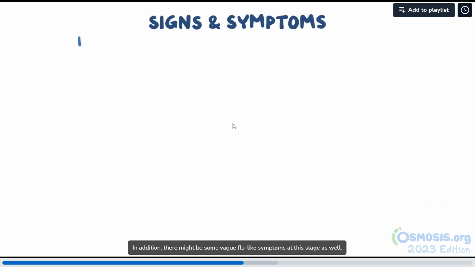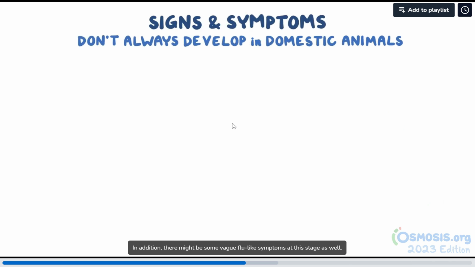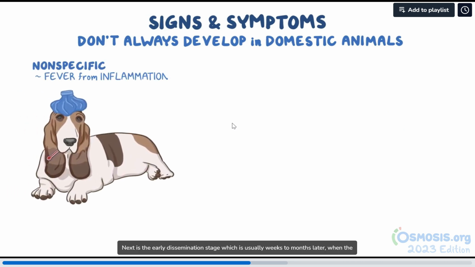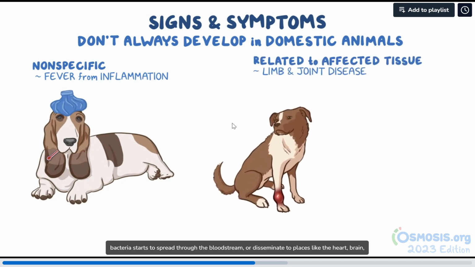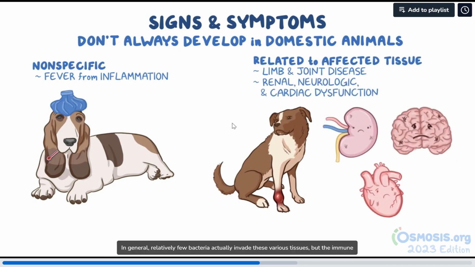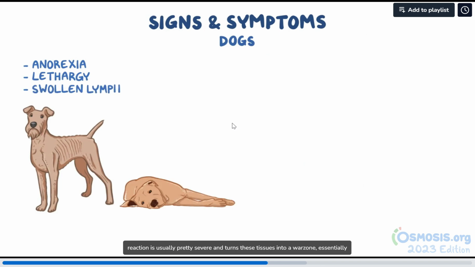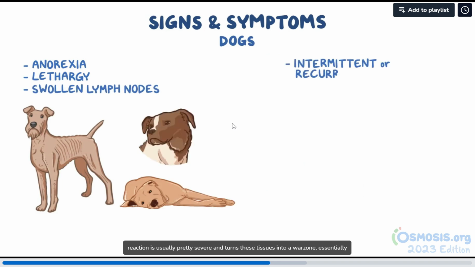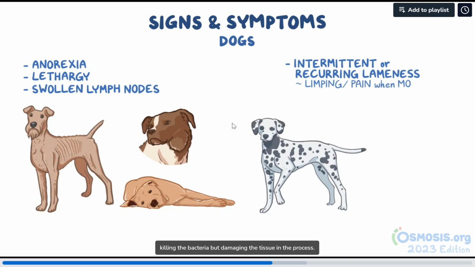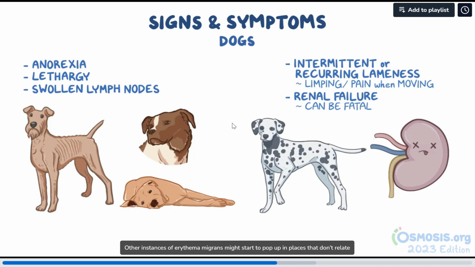Clinical signs and symptoms don't always develop in domestic animals, but if they do, they can be nonspecific, like a fever from inflammation. Or they can be related to the affected tissue, like limb and joint disease, and renal, neurologic, and cardiac dysfunction. Dogs also commonly have anorexia, lethargy, swollen lymph nodes, and intermittent or recurring lameness, with limping or pain when moving. They can also have renal failure, which can be fatal.